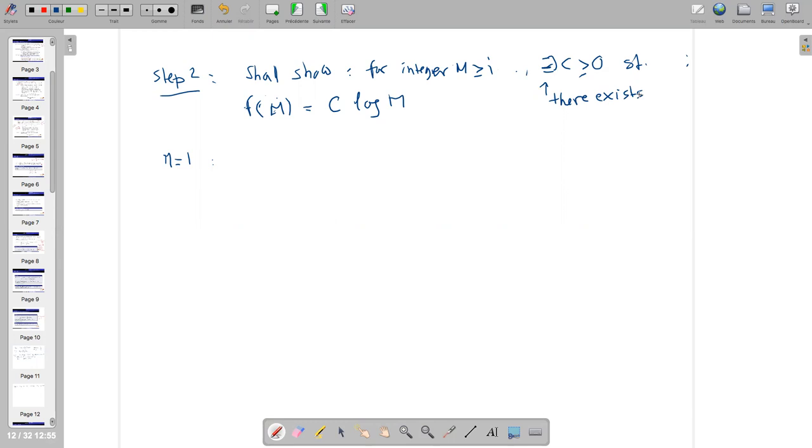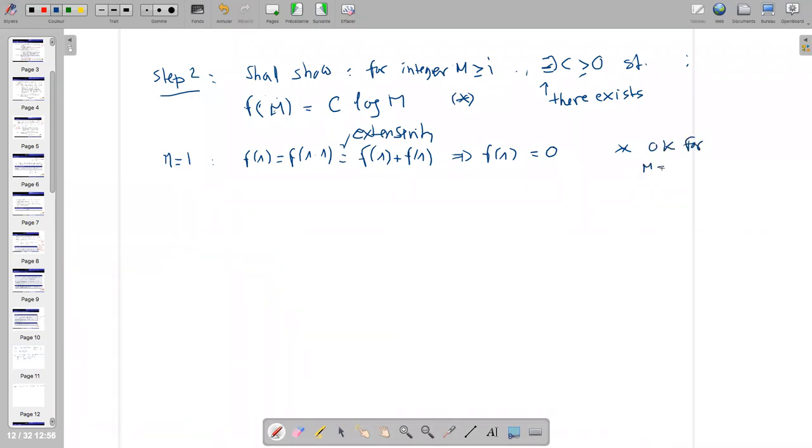So for m equal to 1, I have f1 is equal to f1 times 1. That means f1 plus f1 by extensivity. And so the only solution is f1 is equal to 0. So this is by extensivity. So this equation is okay for m equal to 1.